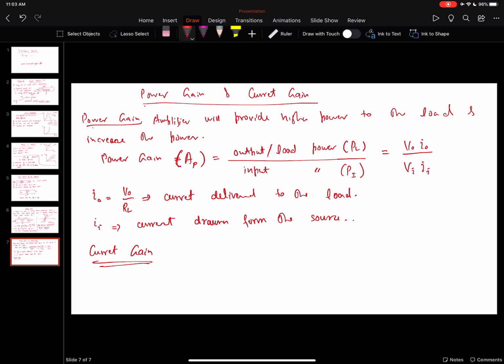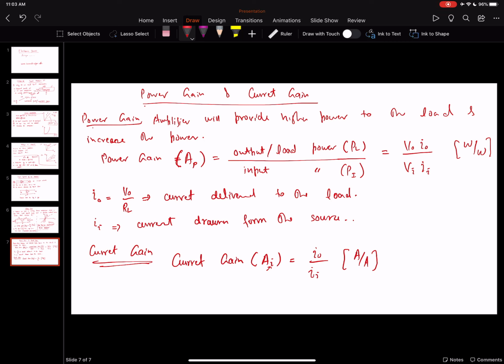So the current gain is AI. Again, I is a subscript for current, and A is a gain parameter, so it's a current gain. Current gain is output current over input current. And the units, dimensionless number, units are amperes over amperes. Over here, sorry, I forgot to write over here. This is watts over watts.